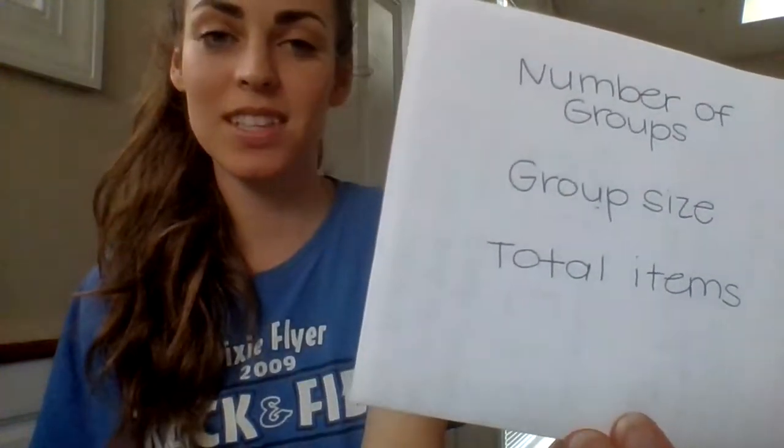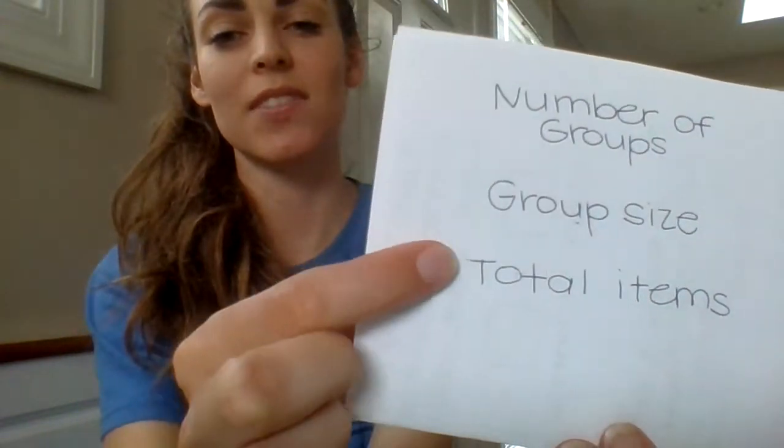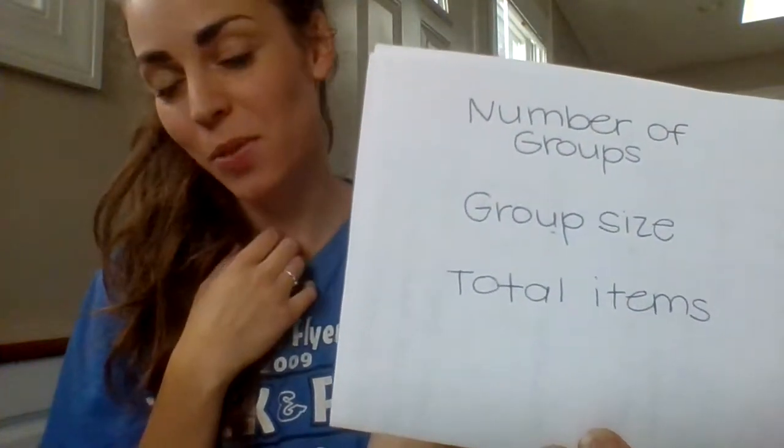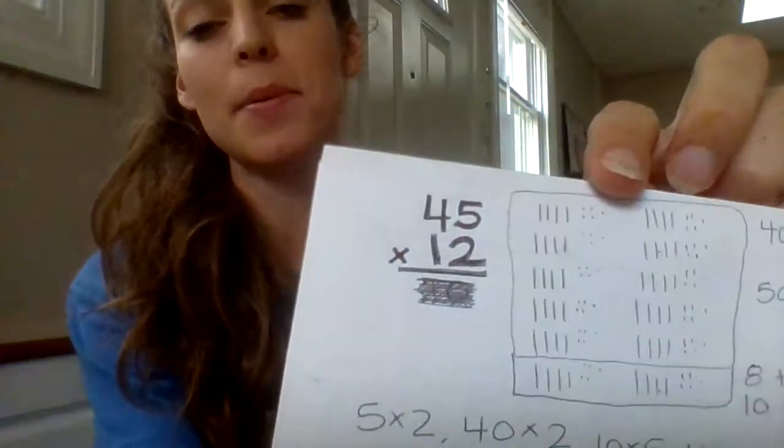The variables will be the number of groups, the group size, or the total number of items. And depending on which of these you leave as the unknown, you will get multiplication, if you leave this unknown, or a partitive division or a measurement division, depending on which of these is missing. Before going to the standard algorithms, I like to work with using blocks.